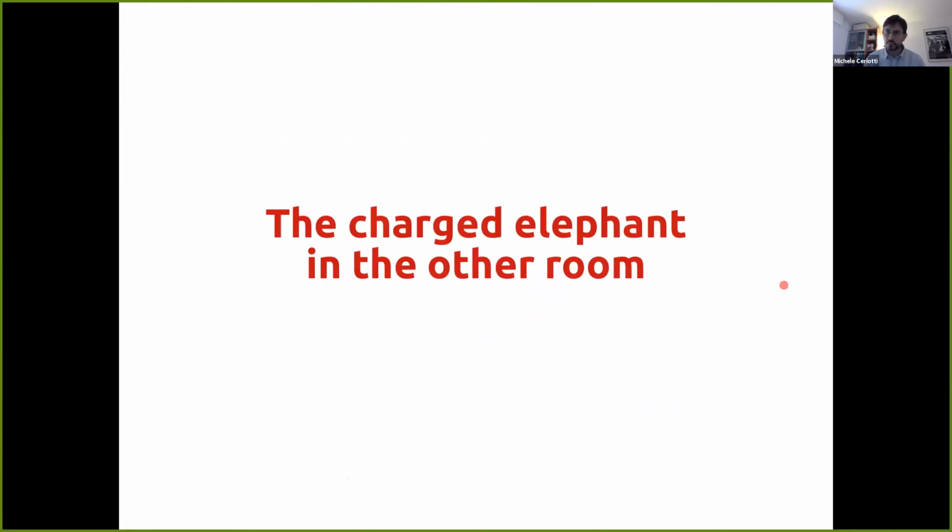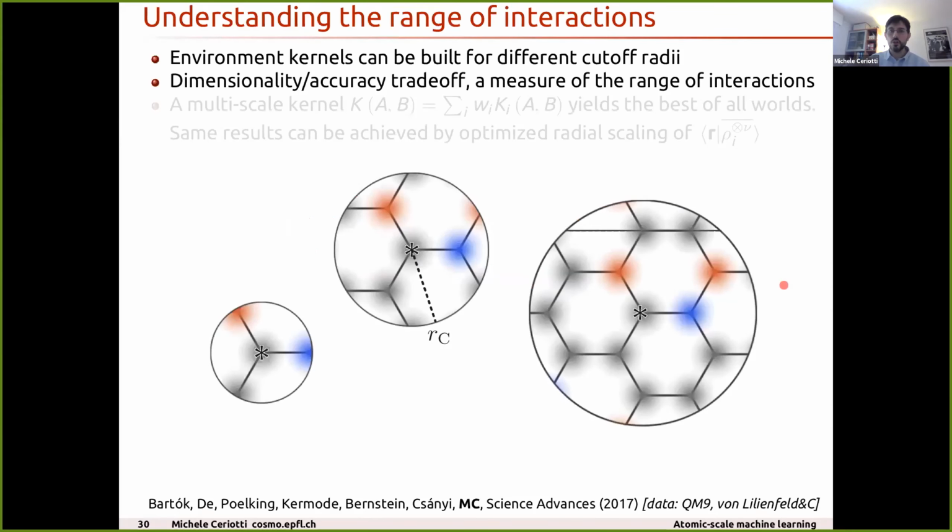Now, up until this point, I have really focused on success stories about machine learning, but I also want to tell you a little bit about the challenges ahead. And one clear challenge is testing the limits of this locality assumption. There are fundamental reasons why you might want to use a local description of the interactions in matter, but the question is how local is local?